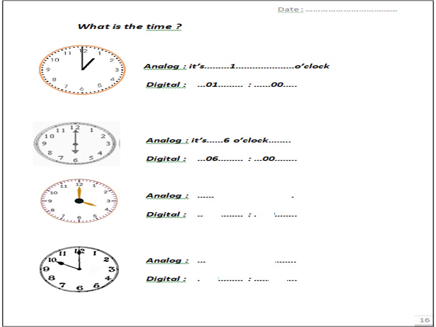The third clock here, we have two hands, one small hand refers to clock and one big hand refers to minutes, so it's 4 o'clock. This is analog, and in digital we write 4, and on the other side we write 2 zeros. The last question here, it's 10 o'clock, because the small hand refers to clock and the big hand refers to minutes. In digital we write 10, and on the other side we write 2 zeros.